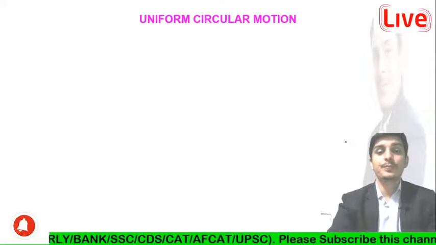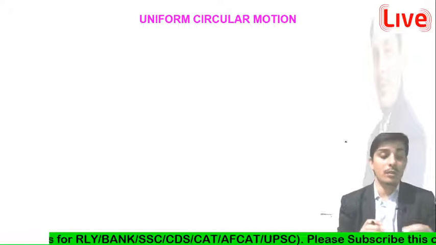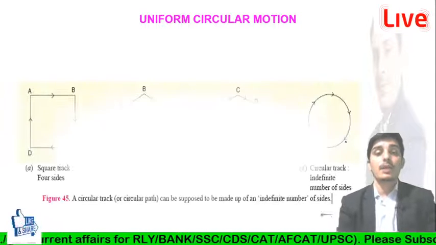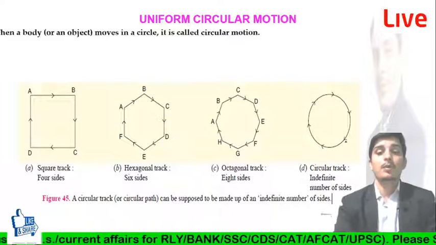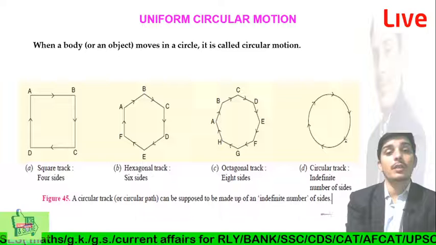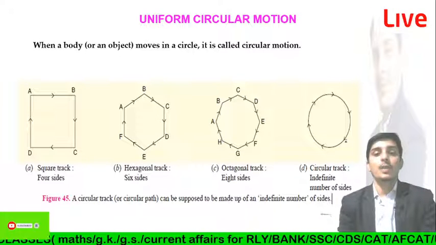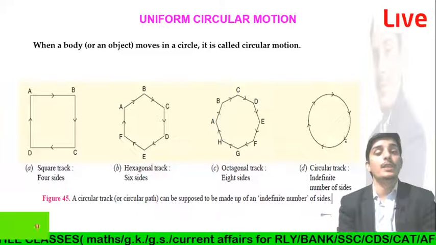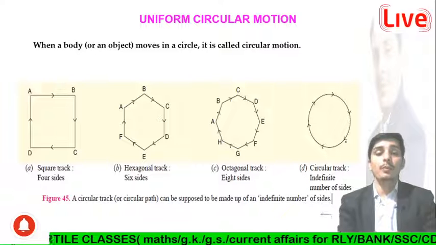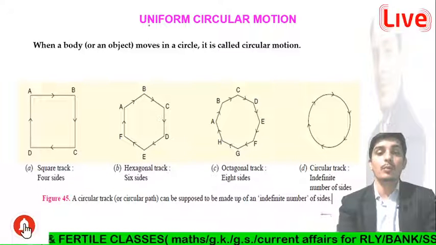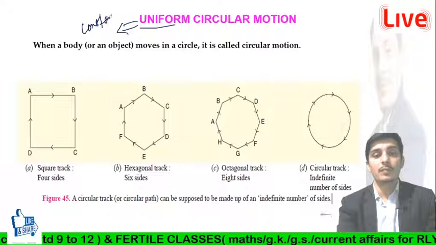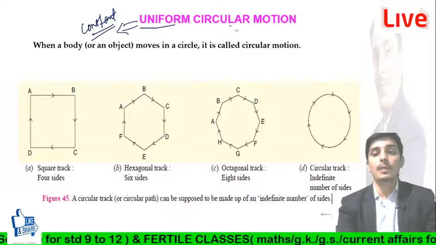Now I am going to discuss the last topic of this chapter, uniform circular motion. According to the name you can understand the definition of this motion. What do you mean by uniform? Uniform means constant. And circular means in the circle.